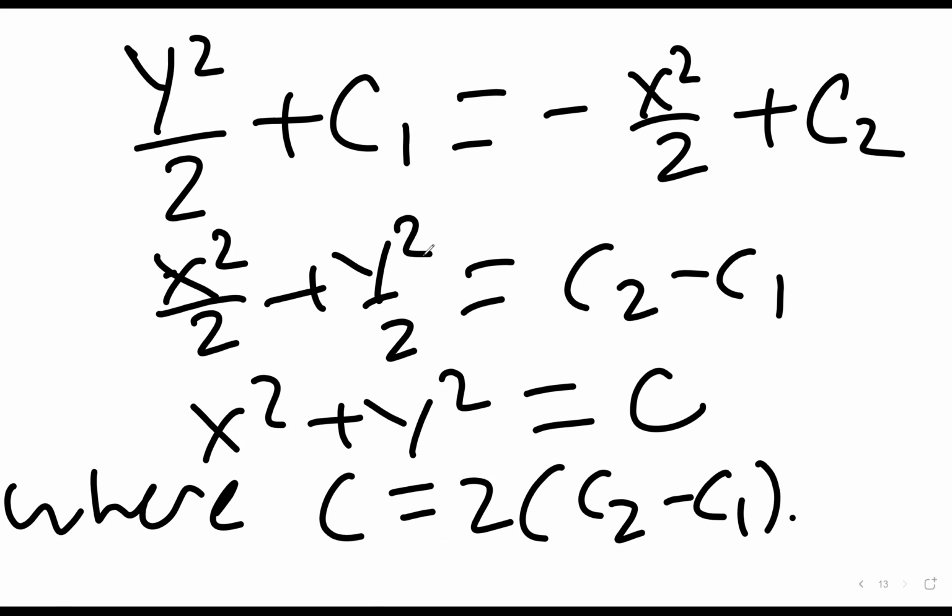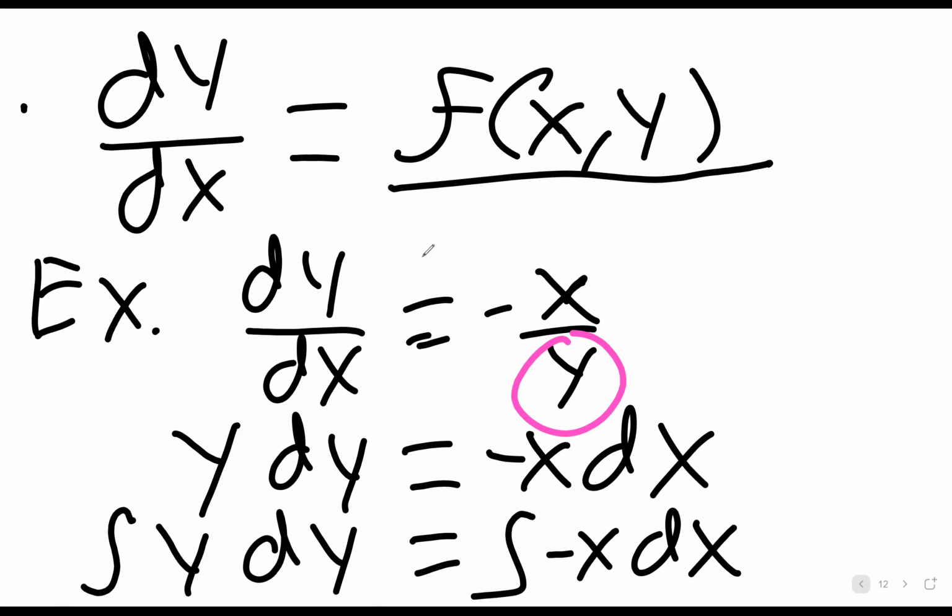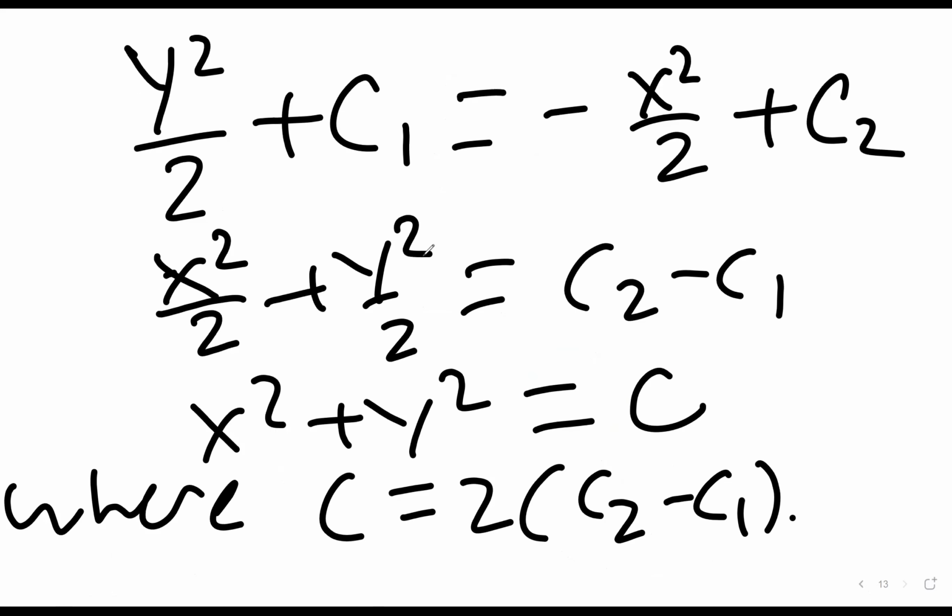So, do you know what is the name of this equation? If c, let's say c is positive, that's the equation of a circle centered at the origin of radius square root of c. And previously we know that from implicit differentiation, starting from the equation of the circle, we can obtain its derivative as minus x over y. But now we start with the derivative first, and then we obtain that the solution is the equation of the circle.